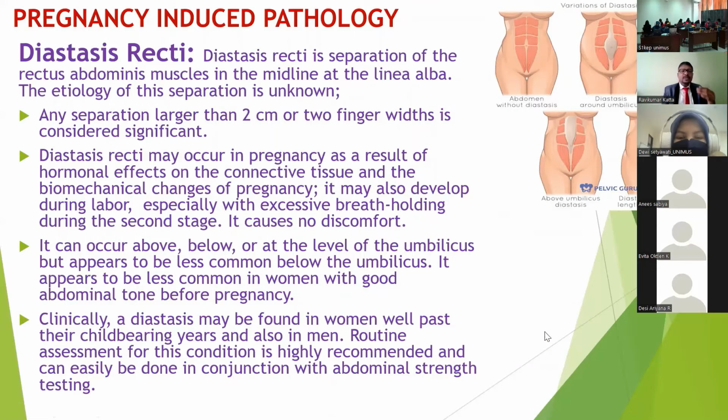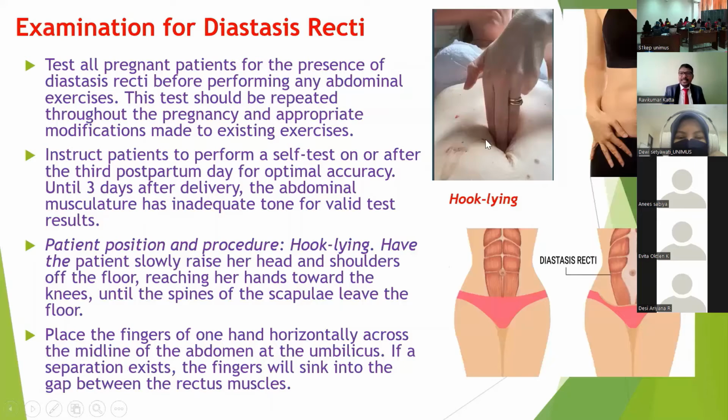If you want to check who has muscle weakness or muscle separation, we can do it in these positions. Ask them to lie in the supine position. If we keep two fingers horizontally, we can feel the separation. It gives a clear indication of diastasis recti.